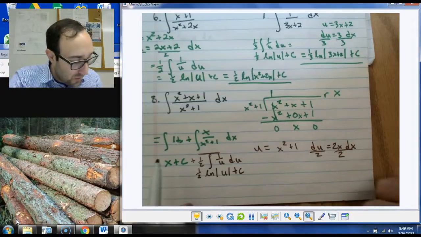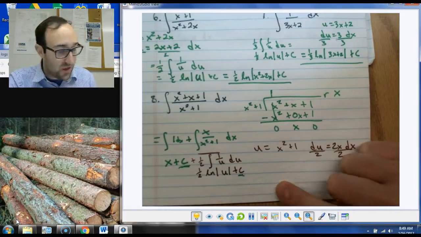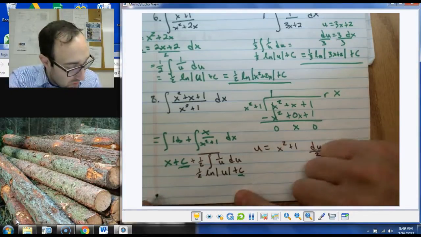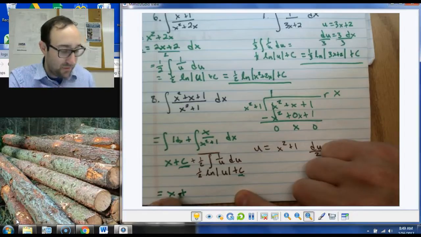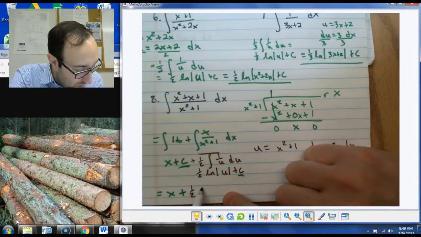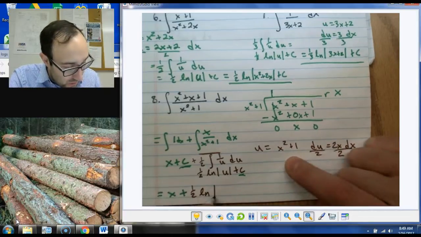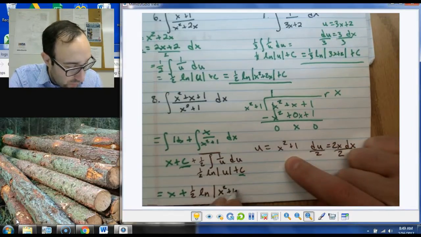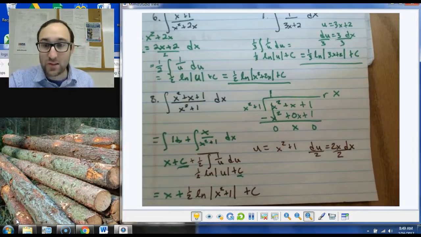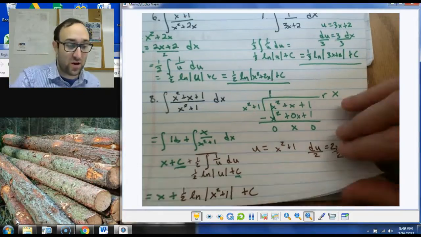Let's put this whole thing together. This plus c and this plus c are just two constants, so I'm going to add them together like terms. So this is going to be x plus 1/2 natural log of x squared plus 1, plus just one c, and there we go. That's pretty much all we've got for this problem.